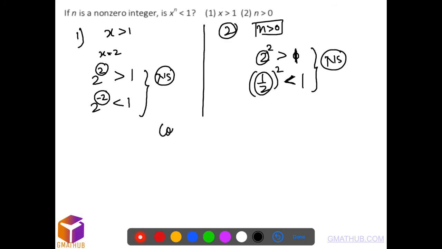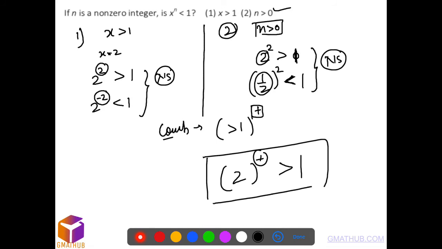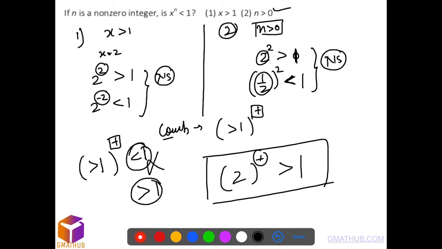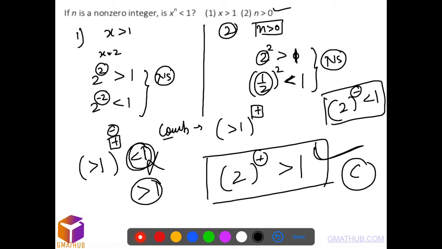Combine the two. It says the base is more than 1. Let's say 2 raised to power some positive number. The exponent is positive. And this will always come out to be greater than 1. You can check with any number. So as a rule, anything greater than 1 raised to power something positive cannot become less than 1. Never. It will always remain more than 1. For it to be less than 1, the power has to be negative. For example, 2 raised to some negative power can only make it less than 1. So C is the answer here. It will always be more than 1.